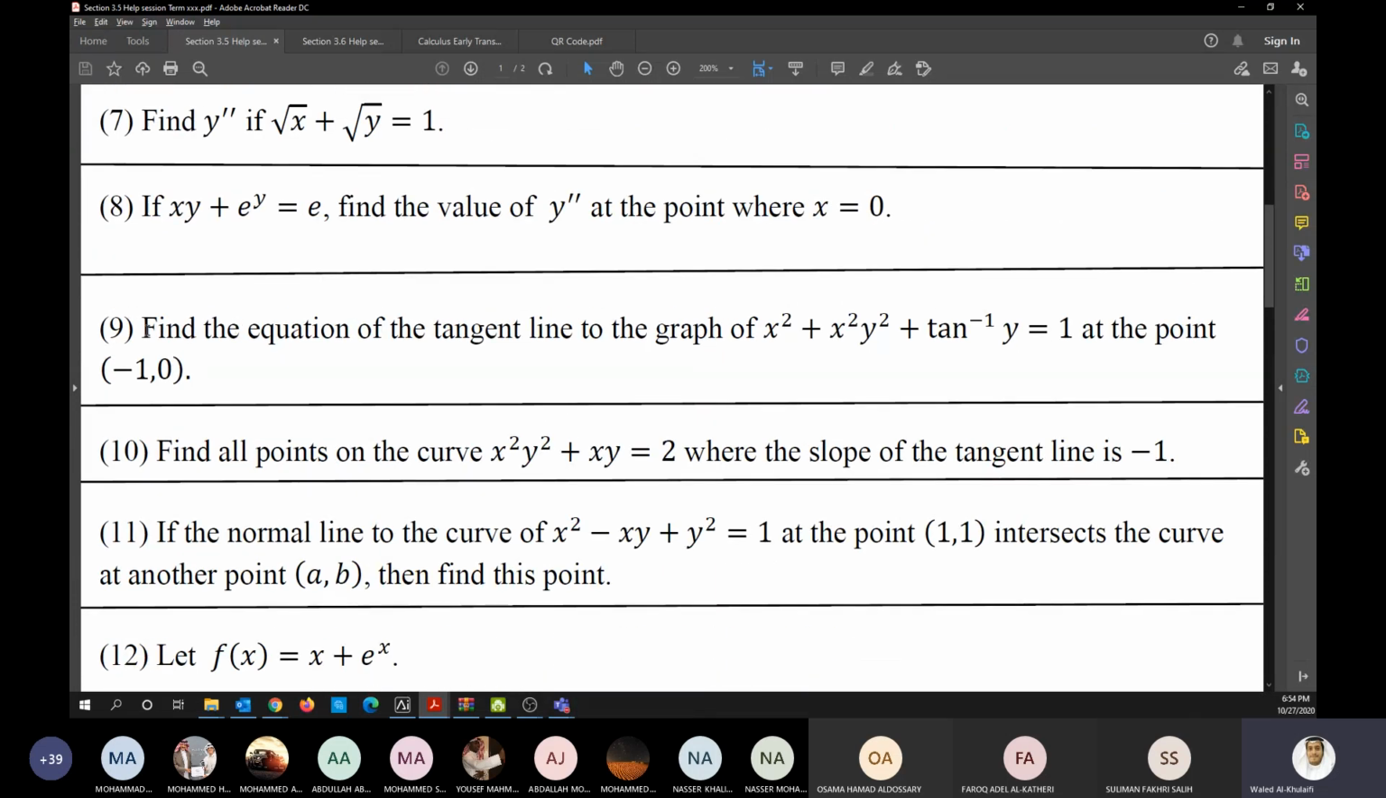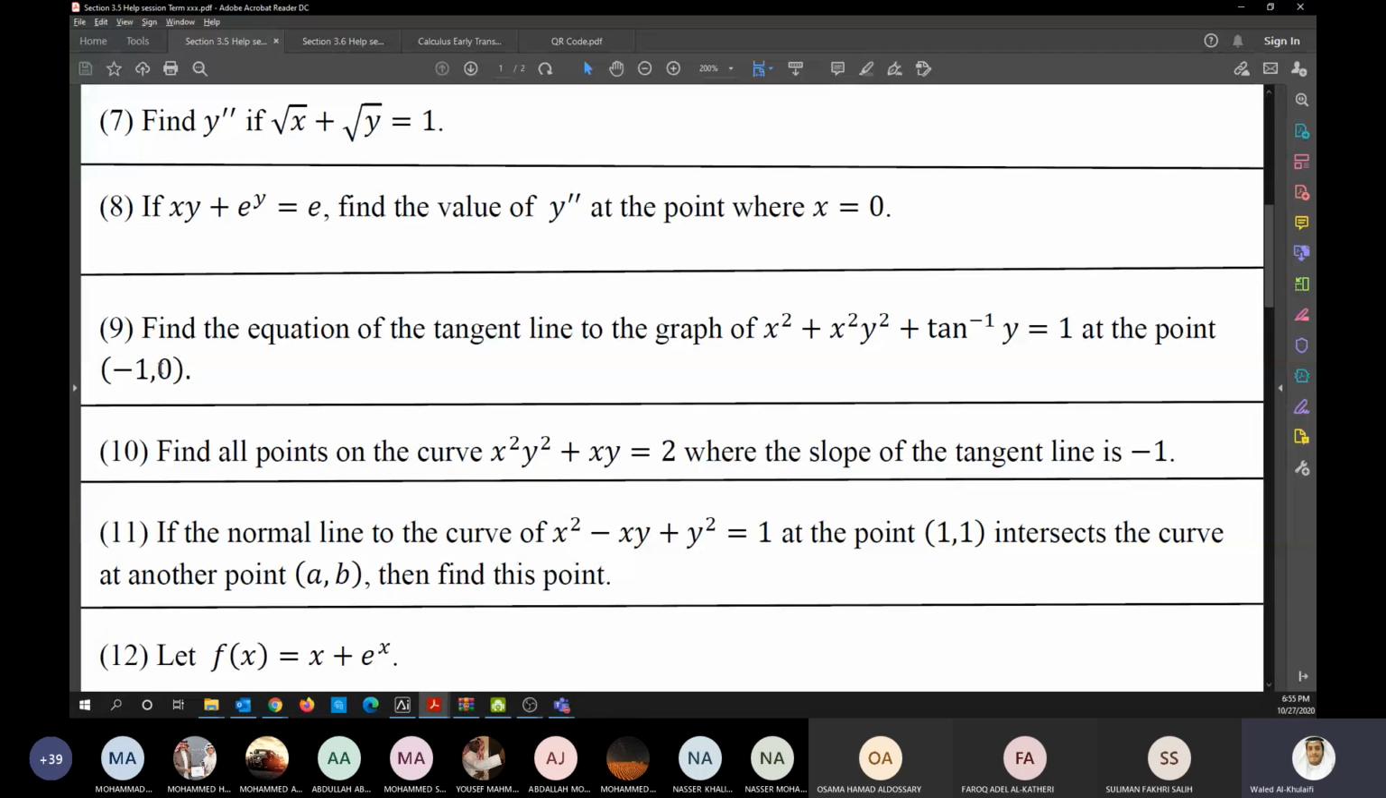Number 9, for example. Find the equation of the tangent line to the graph at the point -1 and 0. What should we do, Isham? Get the derivative of this equation. The first derivative. So we are talking about implicit differentiation here. You cannot, in this equation, shabab, solve for y, so we have to differentiate as it is. Do the implicit differentiation. And look here, shabab, you have the point -1 and 0. So this -1 is x, and y is equal to 0.